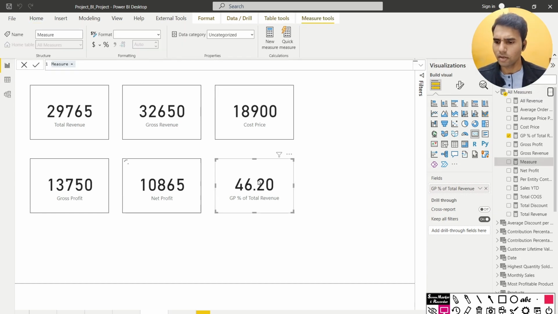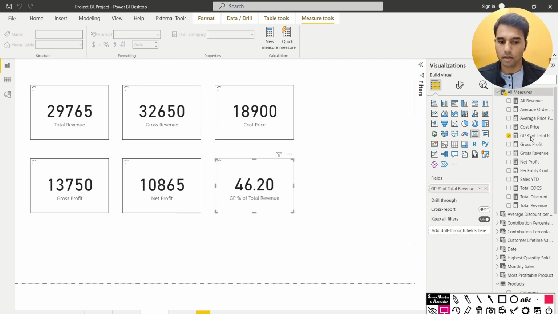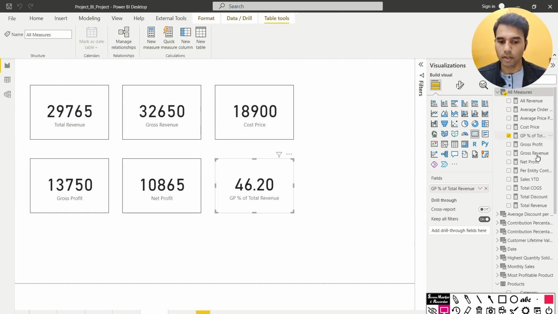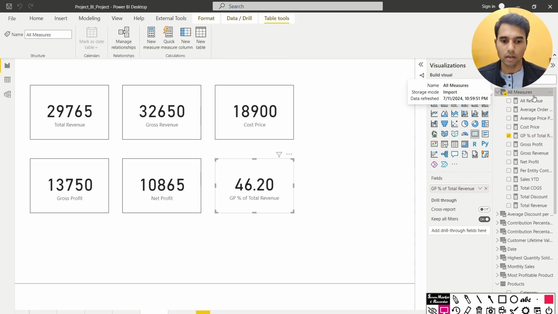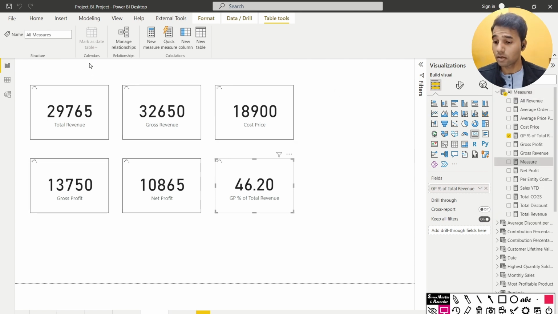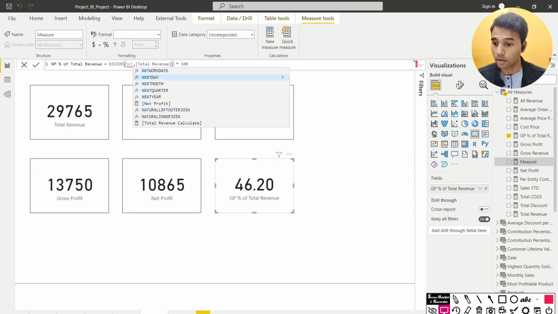And similarly, I need net profit as a percentage of total revenue. So I will just do one thing. I'll copy this instead of typing the whole thing, in order to save time. I'll copy this whole thing, create a new measure, and I will just replace GP by NP, and I'll replace gross profit by net profit.